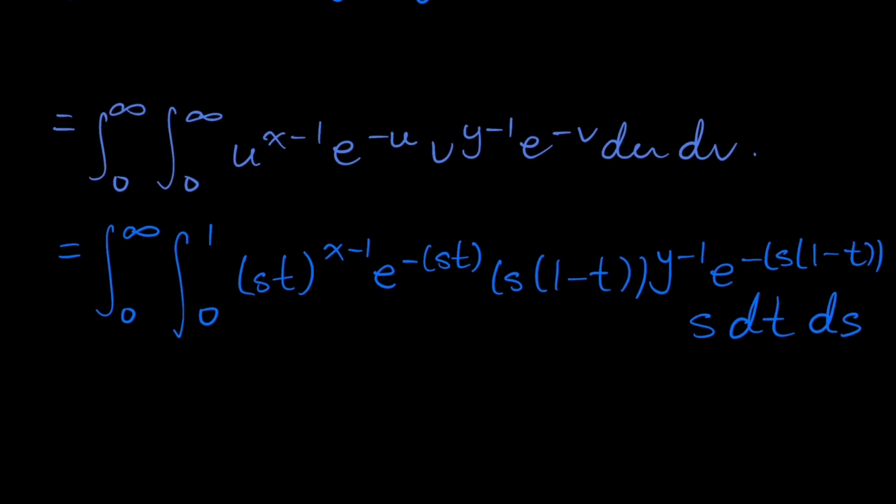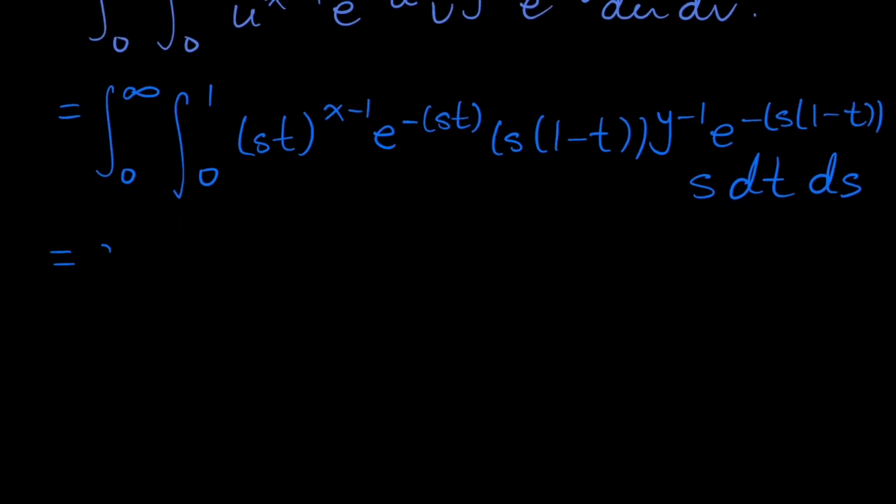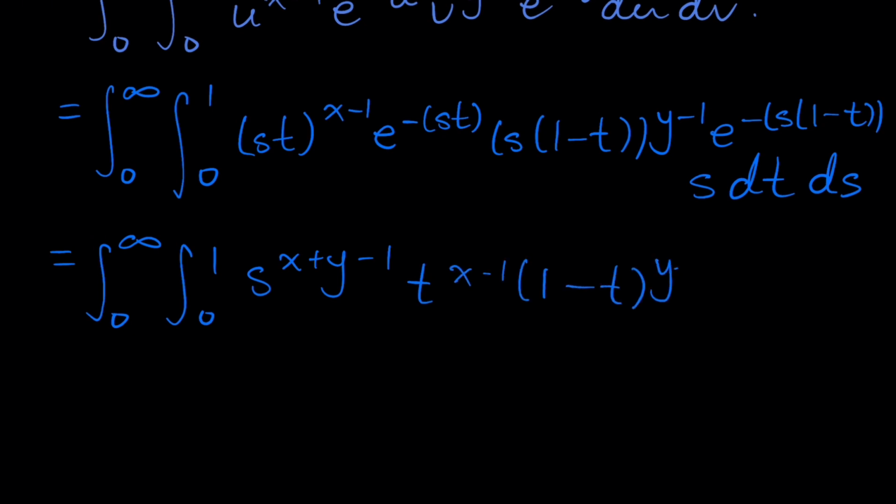And now we're going to do the opposite of what we did for the first integral. We're going to make this iterated integral into 2 separate integrals. And first of all, we're going to simplify this. How do we simplify this? Well, this is equal to s to the x plus y minus 1, t to the x minus 1, 1 minus t, to the y minus 1, and e to the minus s dt ds.